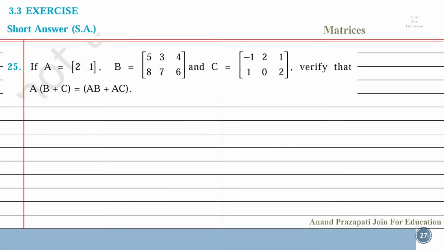Let's see the question number 25. In this question, if matrix A is this one, matrix B is this one, matrix C is this one, verify that A into B plus C equal to AB plus AC. Let's see the solution of this question.